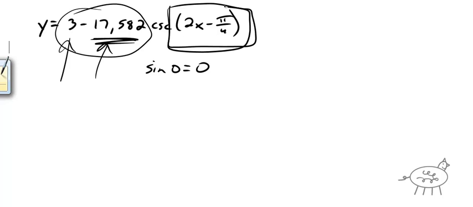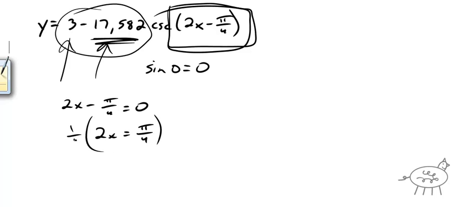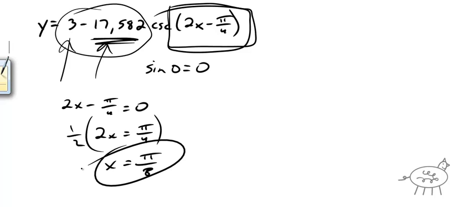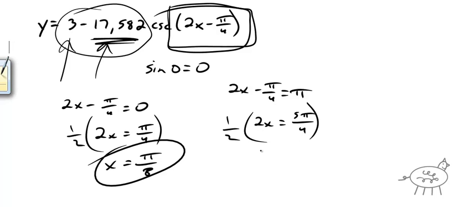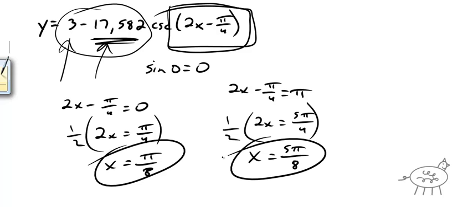So I can set this guy equal to 0. So 2x minus pi over 4 equals 0. And then you just solve. Okay? So 2x equals pi over 4, and multiplied by 1/2, so x is pi over 8. That's an asymptote for that one. Pretty easy. Now get that equal to pi. So I can do 2x minus pi over 4 equals pi. Again, add pi over 4, so I get 2x equals 5 pi over 4. And then multiply by 1/2. So x is 5 pi over 8. Okay? All right. Pretty easy. Let's try another one here.